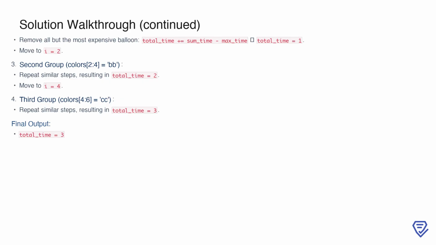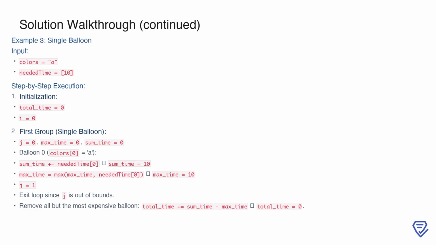for this example. In this example, the input consists of a single balloon with colors equals A and needed time equals 10. We initialize total_time to 0 and i to 0. Since there is only one balloon, it forms its own group. Starting with j, max_time, and sum_time set to 0, we process balloon 0 by adding its needed time of 10 to sum_time, making it 10, and updating max_time to 10. As there are no more balloons to process, we exit the loop.